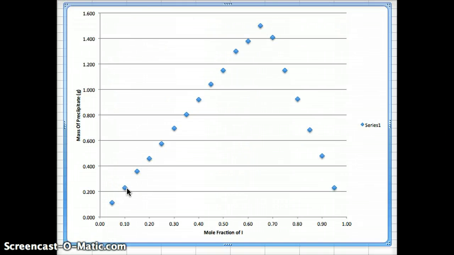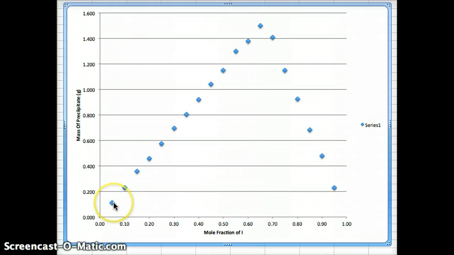Now, taking a look at our graph. So once again, you can see the mole fraction of the iodide is on the x-axis, the horizontal axis, and the mass of the precipitate is in grams, and it's on the y-axis. You can draw two best fit lines here. One going with this pattern of plotted points, and one going with this pattern of plotted points. Where the line intersects is where you want to read the mole fraction of the iodide ion, which you can see is approximately 0.67.